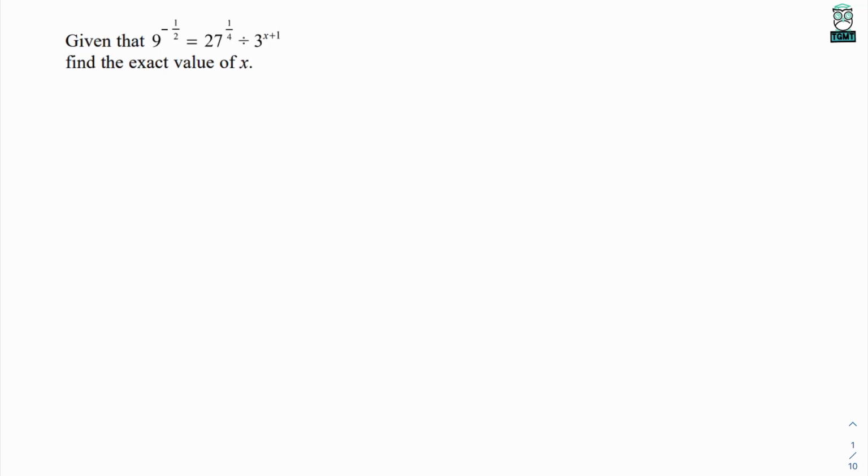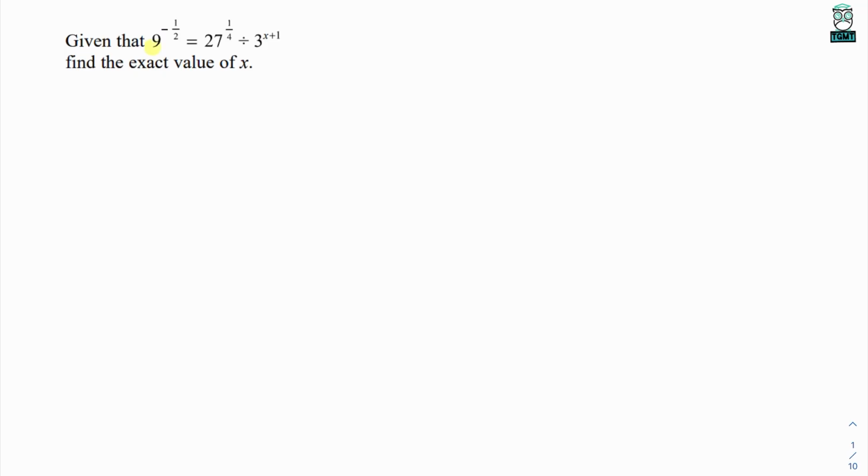no matter how difficult this question looks. So it says 9 to the power of a half is equal to 27 to the power of a quarter divided by 3 to the power of x plus 1. And it wants us to find the exact value of x. Now, we may have to make an equation, we may not, we may just be able to use the equation we've got here, but ultimately we want to make those base numbers the same.